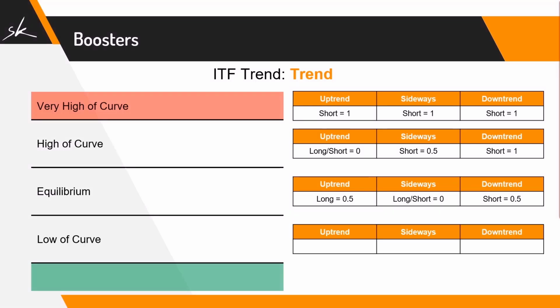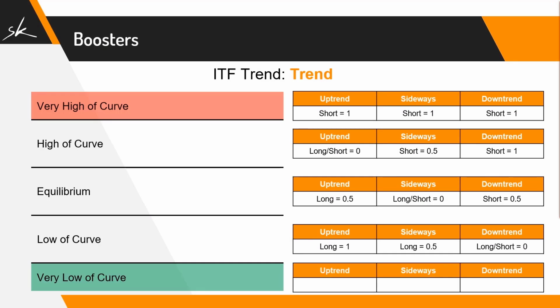At the low of the curve location, in an uptrend, both the location and the trend will support a long opportunity. Therefore, the booster score will be 1. In a sideways trend, since we are close to a cheap price and the trend is not against us, we can plan a long trade with a booster score of 0.5. In a downtrend, prices can continue moving down until they hit the very low of the curve. And since prices are close to a cheap price, going short will not be the logical action. Therefore, in a downtrend, be it a long or a short trade, the booster score will be 0.